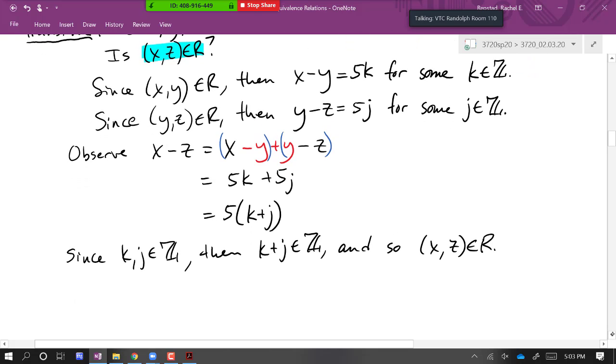You mean R? No, it means x is related to z, so the pair (x, z) is in R, is in the relation. Yep.